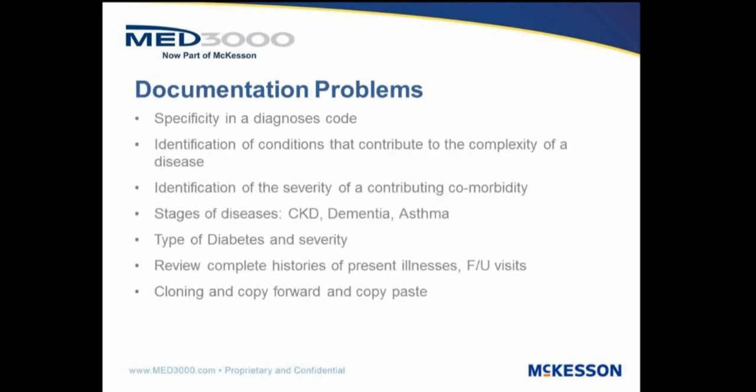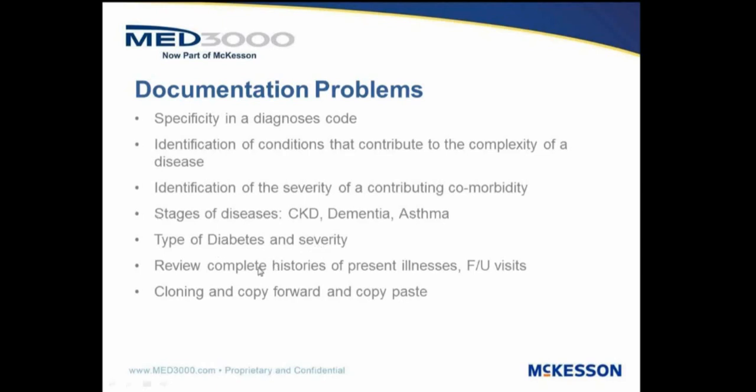But some of the documentation problems that may come into play are being specific with the diagnosis code and identification of conditions that will contribute to the complexity of a disease. The identification of the severity. Is there a comorbidity? Then, what are the stages of disease? You know, we looked at kidney disease. If there's dementia, if there's asthma, what are the stages? And with diabetes, what is the severity of diabetes?